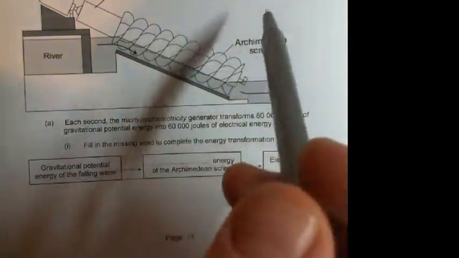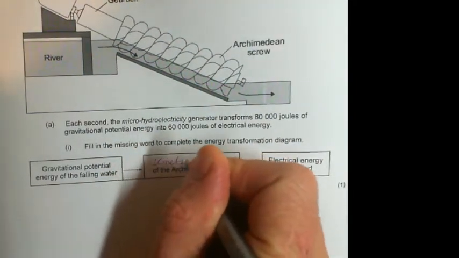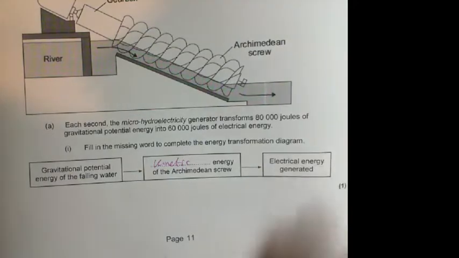Well, what the Archimedean screw is doing is it's moving, so therefore it's going to be kinetic, which then goes into electrical energy generated.